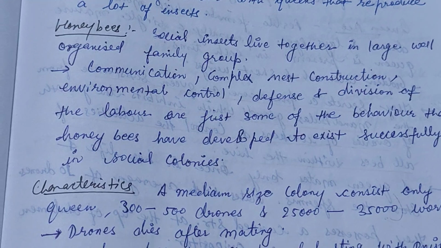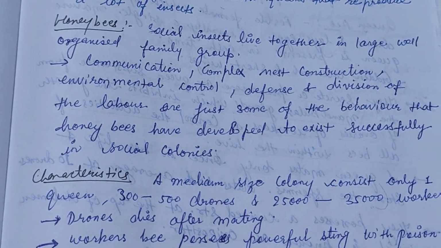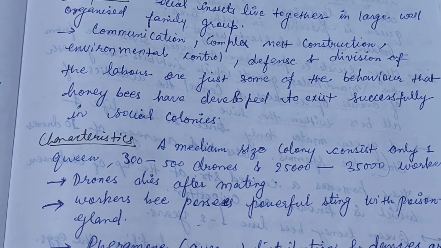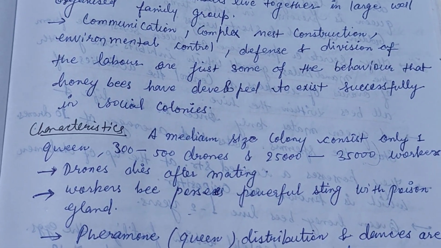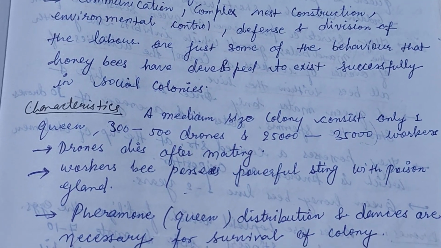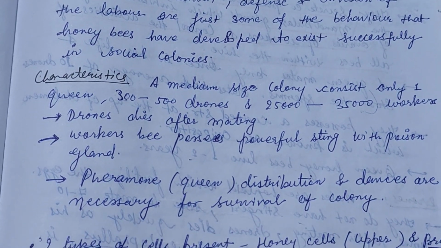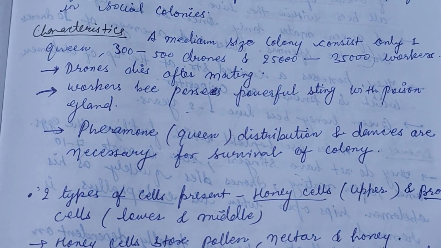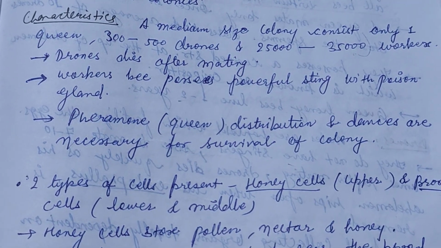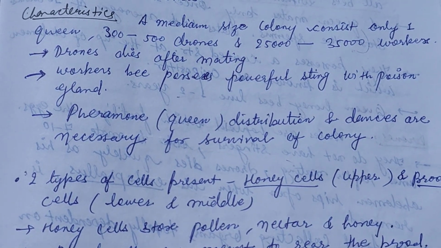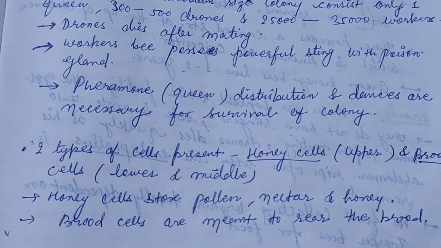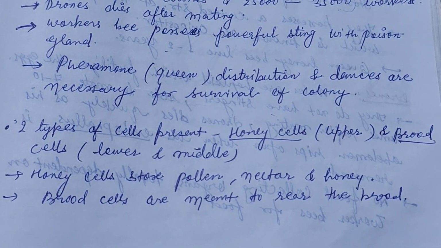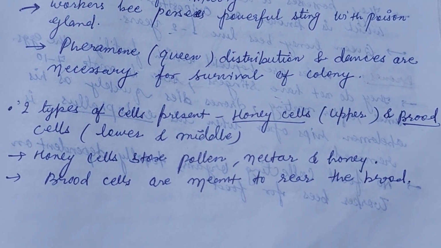The honeybee is a true social insect, and it shows social behavior. They live together in a large, well-organized family group. Communication, complex nest construction, environmental control, defense, and division of labor are just some of the behaviors that honeybees have developed to exist successfully in social colonies. A medium-sized colony consists of only one queen, 300 to 500 drones, and 25,000 to 35,000 workers. Drones die after mating, and worker bees possess a powerful sting with a poison gland. The pheromone released by the queen, and the distribution and the dancers, are necessary for the survival of the colony.